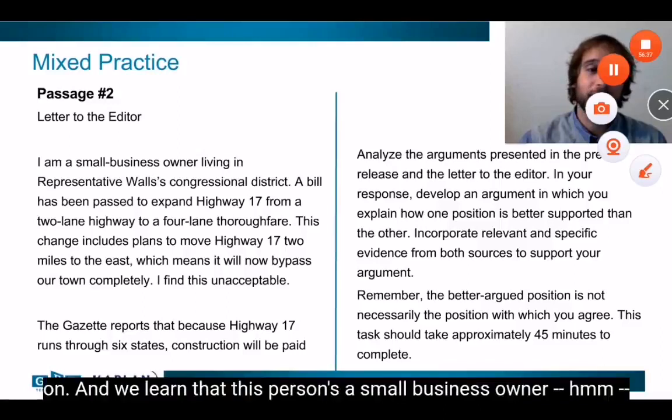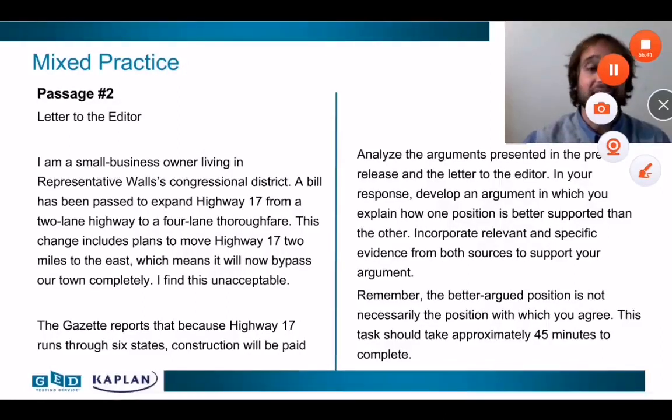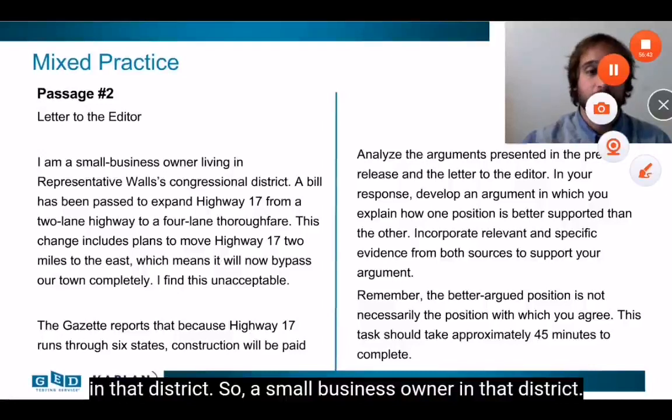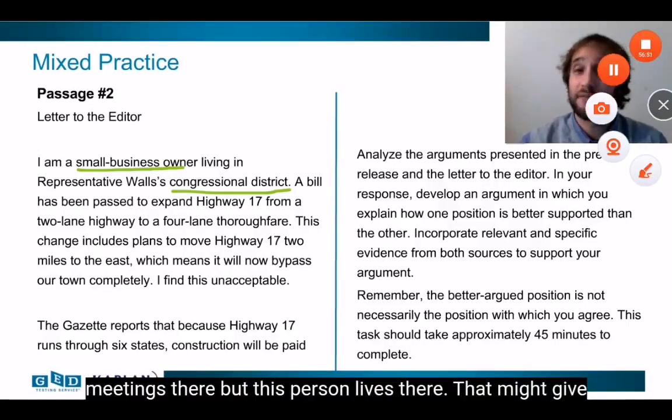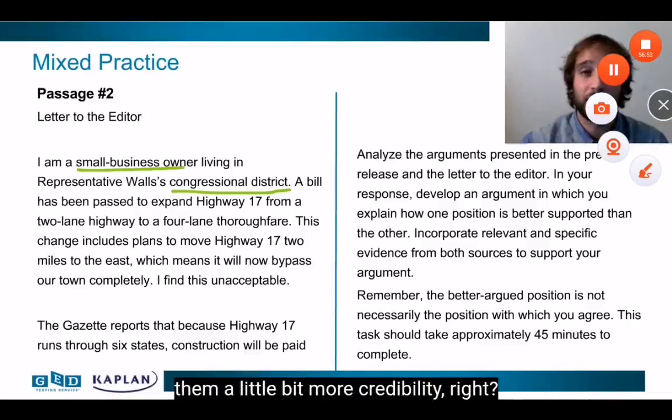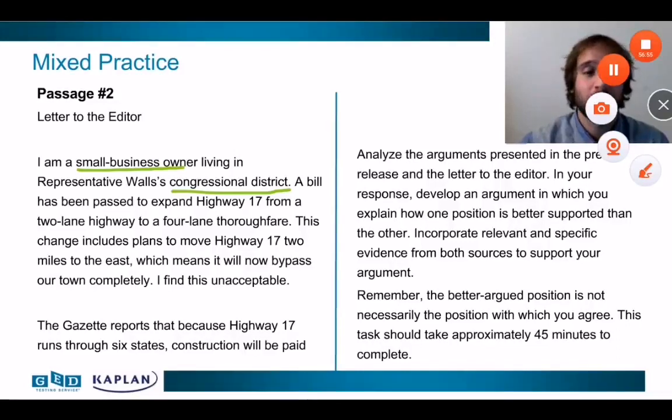We get that early on. Then we learn that this person's a small business owner in that district. So small business owner in that district. Okay, so we learned that Walz had town halls, right, had meetings there, but this person lives there. That might give them a little bit more credibility, right? We always talk about that, right?